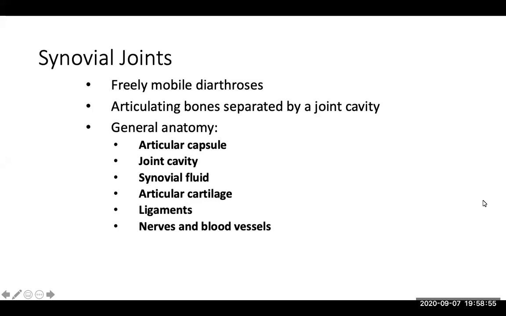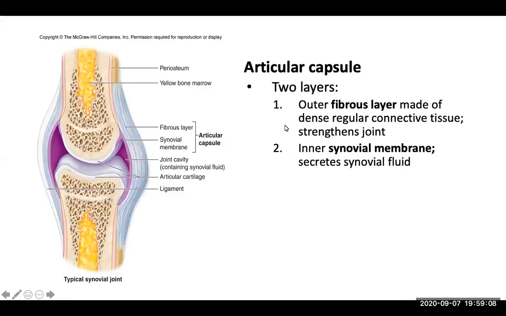Synovial joints are freely mobile diarthroses. The articulating bones are separated by a joint cavity, and we have these structures of the joint cavity that you should be familiar with. The articular capsule is made of two layers, an outer fibrous layer and an inner synovial membrane, which will secrete the synovial fluid that will fill up the joint cavity.